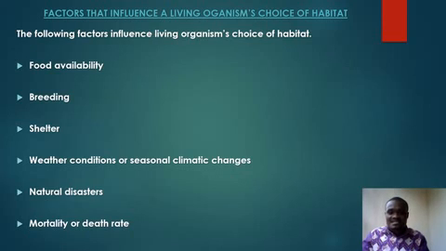And then mortality or death rates. How often are they dying? What kind of disease is there? What happens to them to take their lives? They also consider all these things and then choose a place where they will stay. So these are the factors that affect or influence a living organism's choice of habitat.